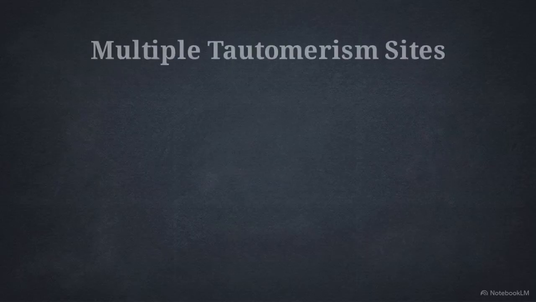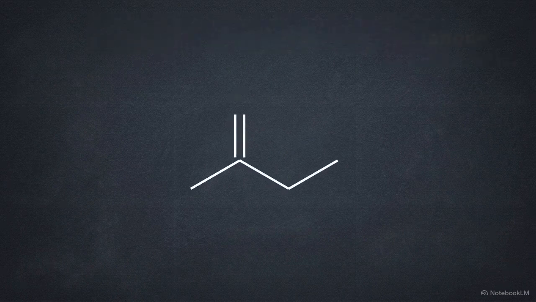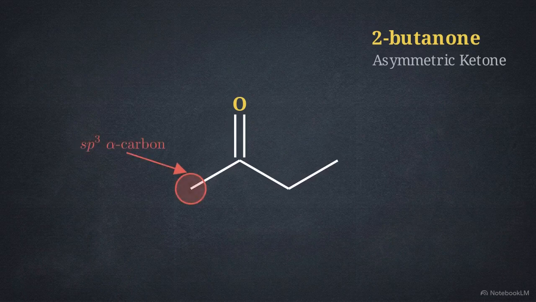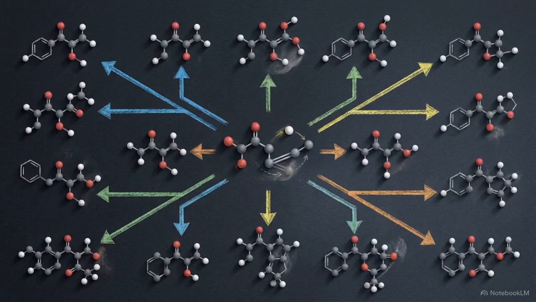Let's examine what happens when a molecule has multiple valid locations. This diagram shows an asymmetric ketone called 2-butanone. It contains an sp3 hybridized alpha carbon on the left side and a completely different sp3 alpha carbon on the right side. Pause the video for a moment. Try to draw all the possible enol structures you can create from these two distinct starting points. For asymmetric molecules, tautomerism becomes a structural puzzle where you have to map every valid molecular pathway.